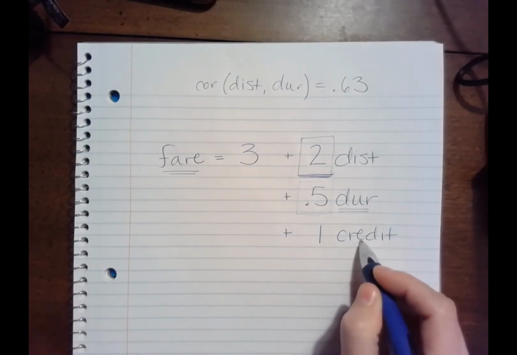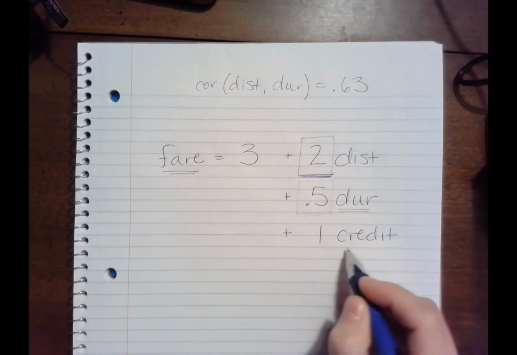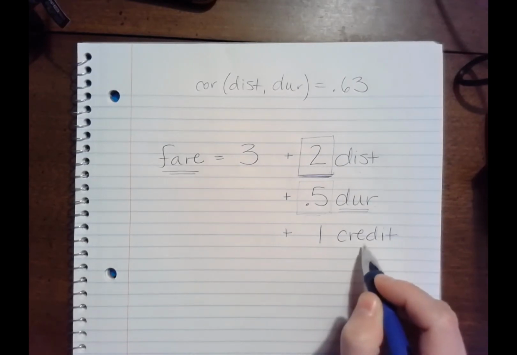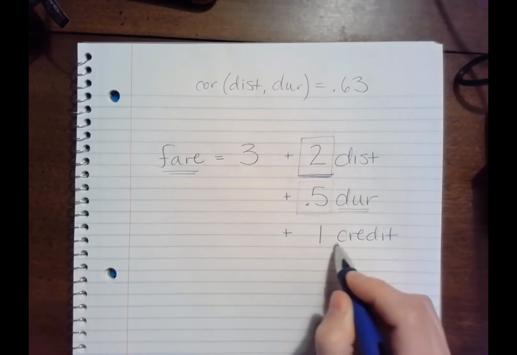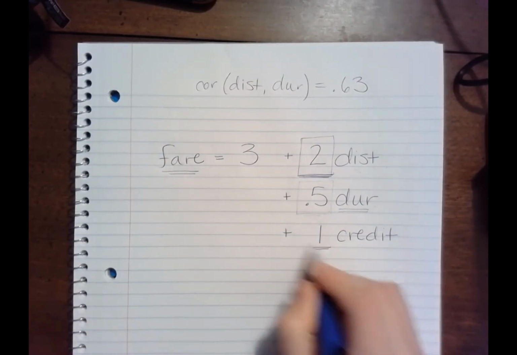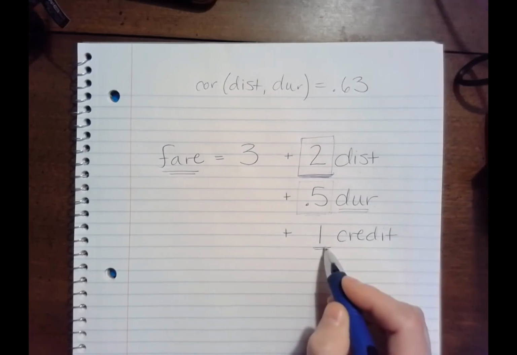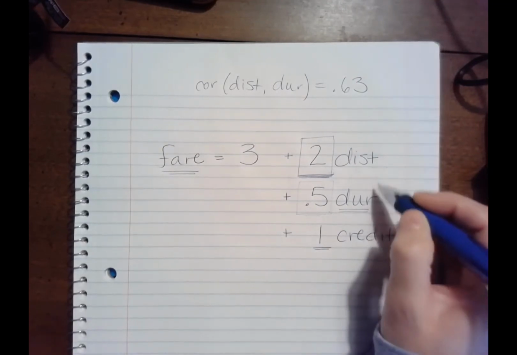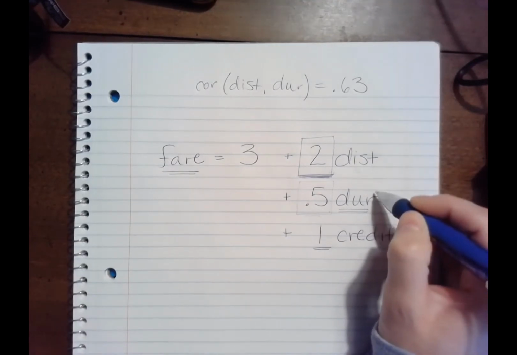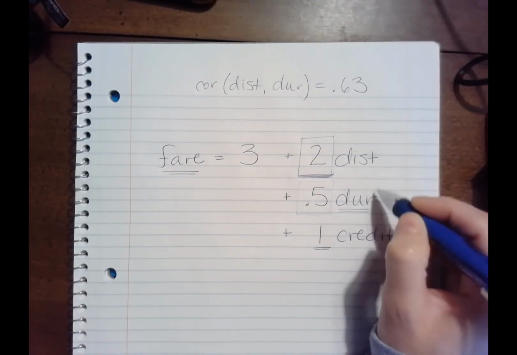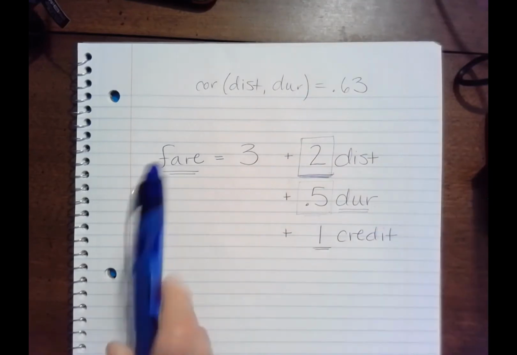Because credit is binary and it doesn't illustrate any multicollinearity with the other variables, we can still interpret its coefficient directly. We can say that if a person pays in credit, on average, we expect their ride to be $1 more. But we can no longer interpret the coefficients of either of these directly because they have multicollinearity.